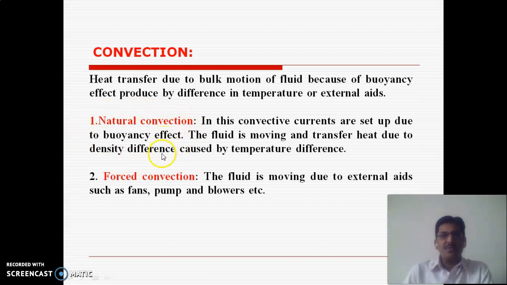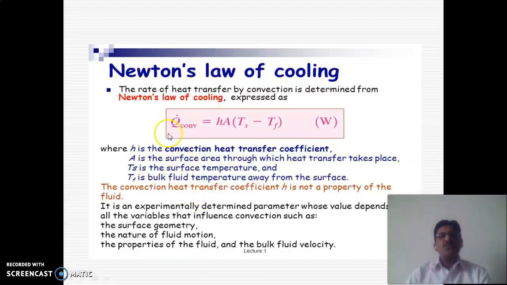In forced convection, the fluid is moved by some external aid such as a fan, pump or blower. The movement of fluid takes place with the help of an external source. In convection, you can find the rate of heat transfer by using Newton's law of cooling. Just like the Fourier law of heat conduction in the conduction mode, the rate of heat transfer in convection can be found by Newton's law of cooling.